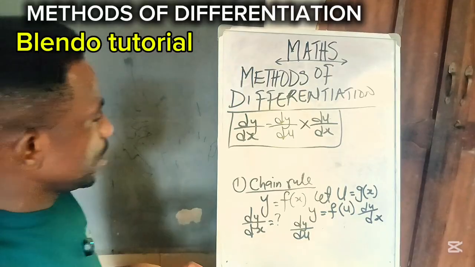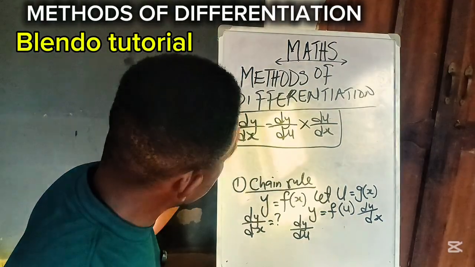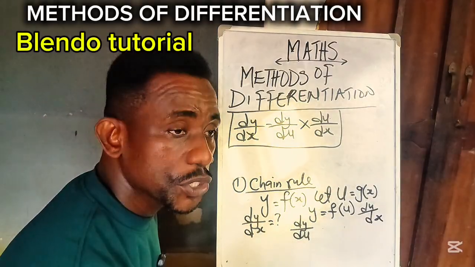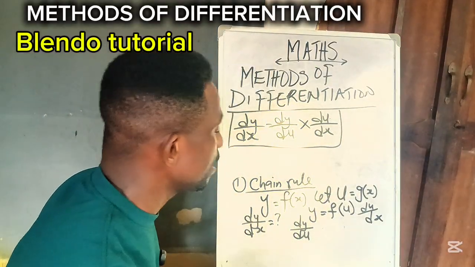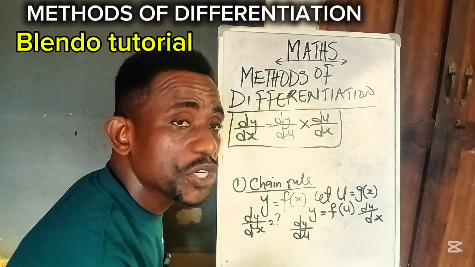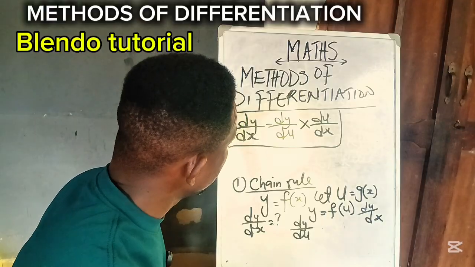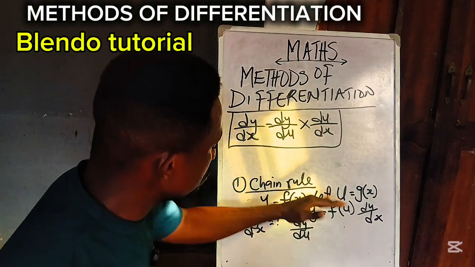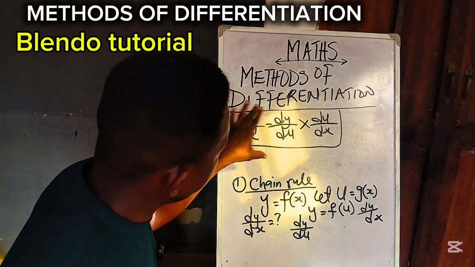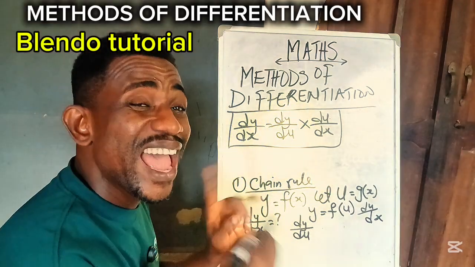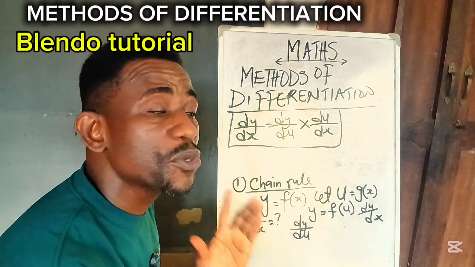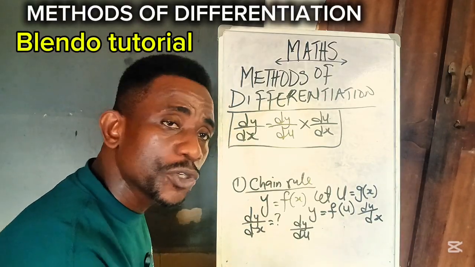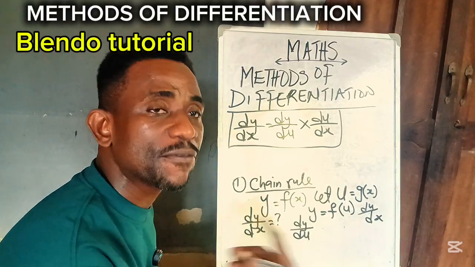So this is dy dx, the derivative of a composite function, a function that is contained in another function, function of functions. Okay, so this is dy dx, which is our chain rule. We apply this rule to every function that is a composite function. A composite function is a function that is contained in another function.